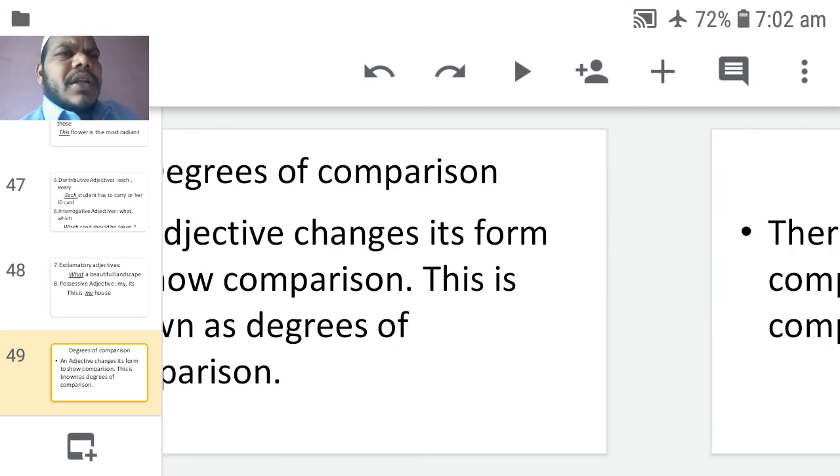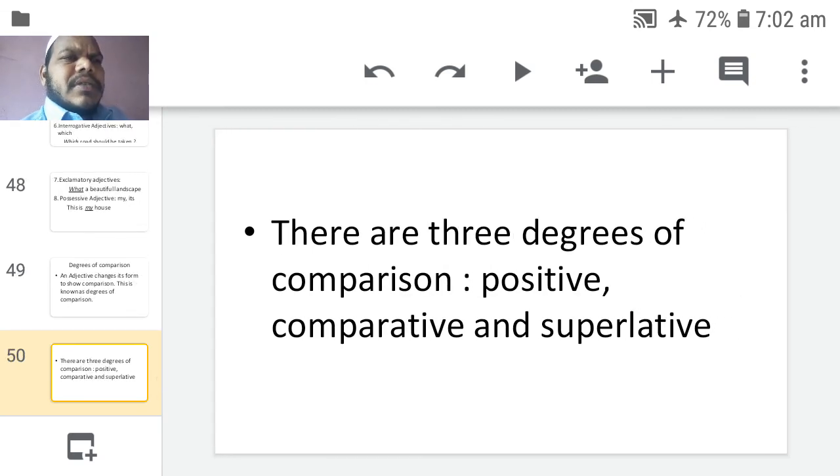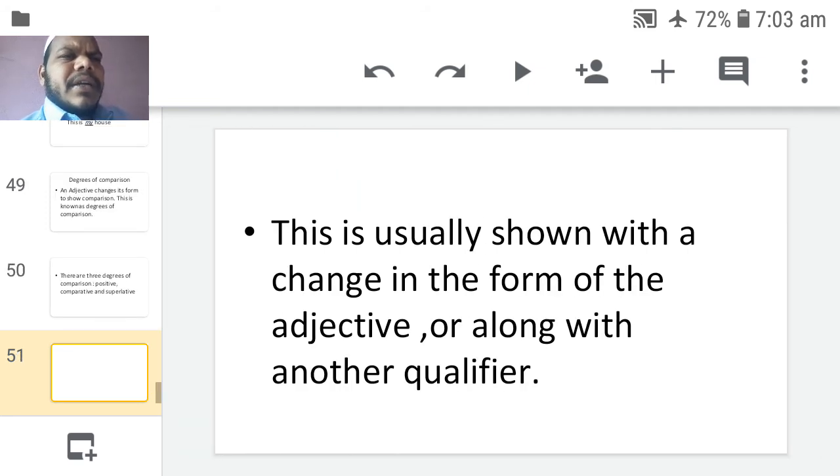So let's see what the degrees of comparison are. There are 3 degrees of comparison in adjectives: positive degree, comparative degree, and superlative degree. This is usually shown with a change in the form of the adjective or along with another qualifier.